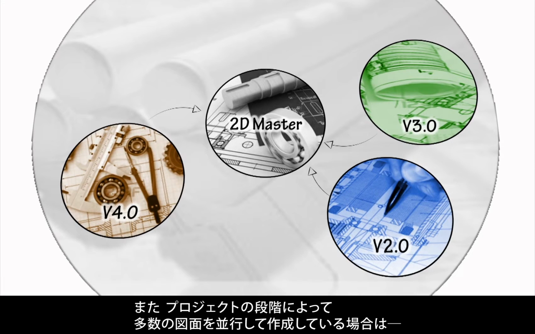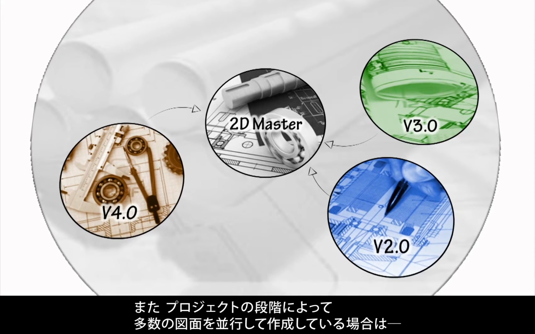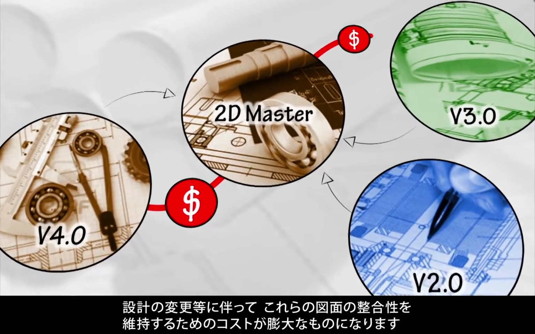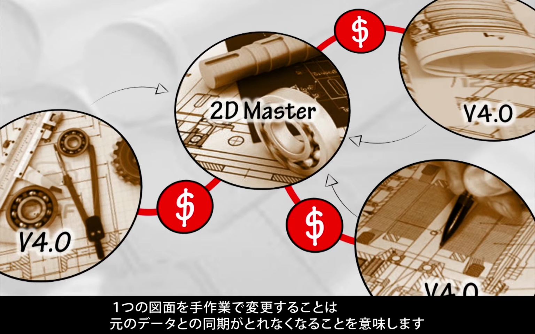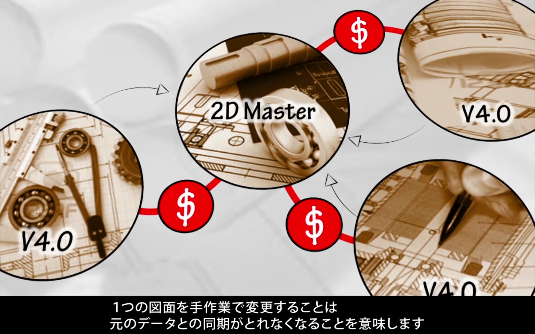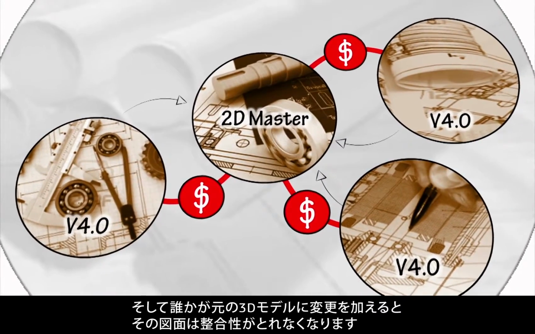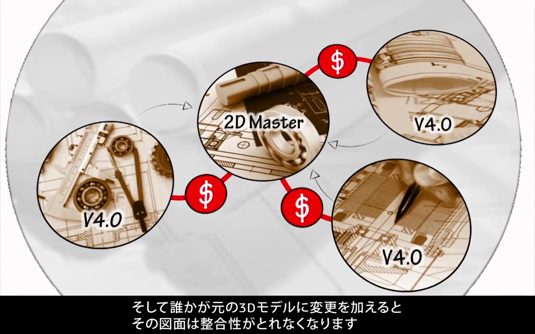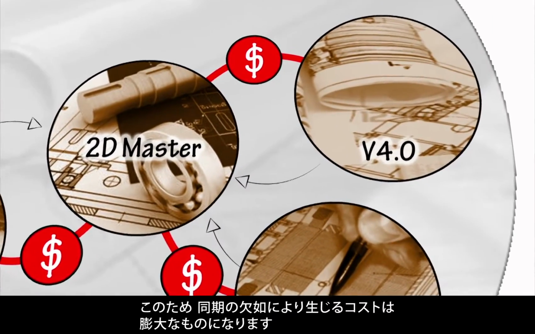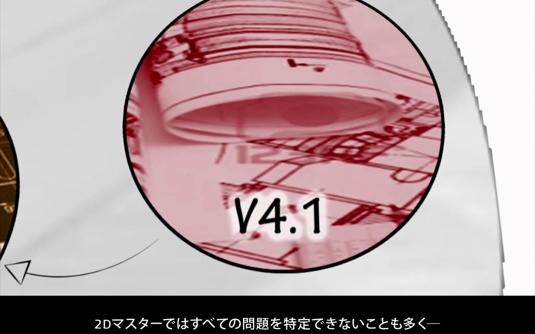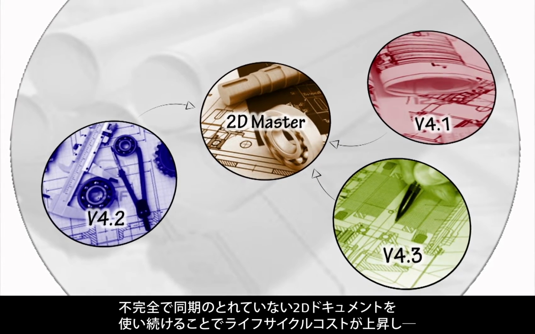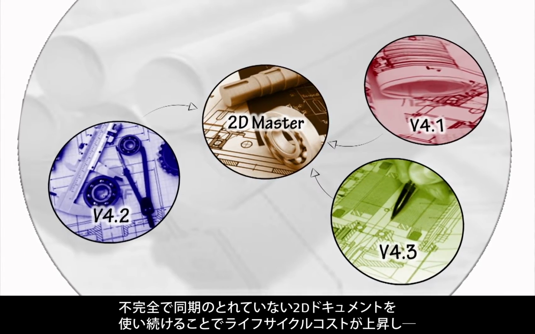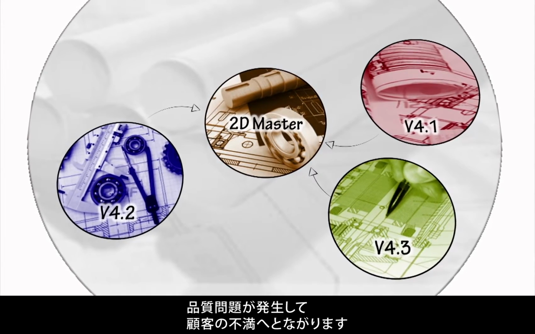And when you're working with lots of drawings in parallel, depending on the phase of the project, the cost of maintaining the integrity of these drawings during the change process is huge. If you manually change one drawing, it immediately becomes desynchronized from the original data. If someone then makes a change to the 3D model, the drawing's no longer aligned. So the cost of this lack of synchronization is huge. Often with a 2D master, all the issues aren't immediately identified, and the lifecycle costs are increased by the continued use of incorrect and unsynchronized 2D documents, leading to quality issues and customer dissatisfaction.